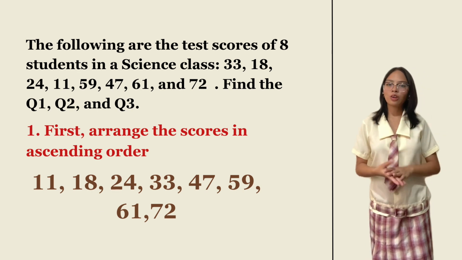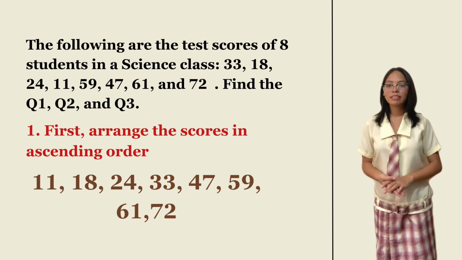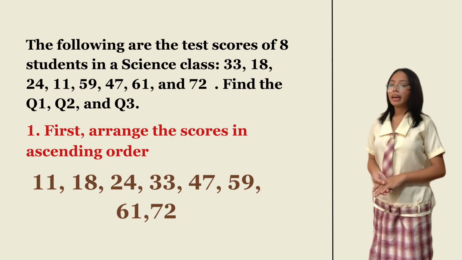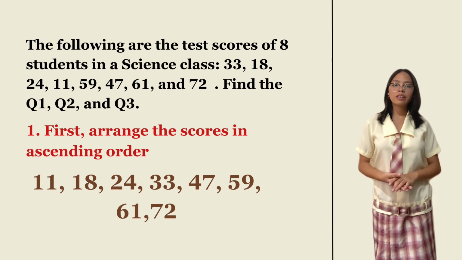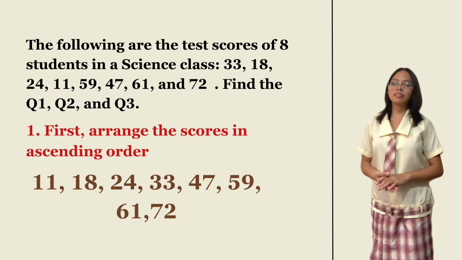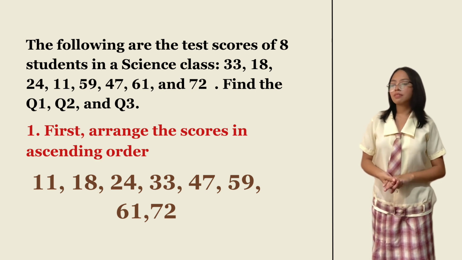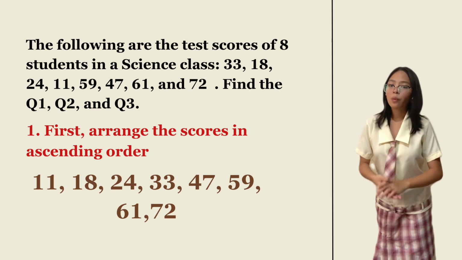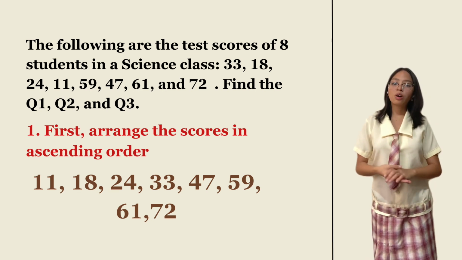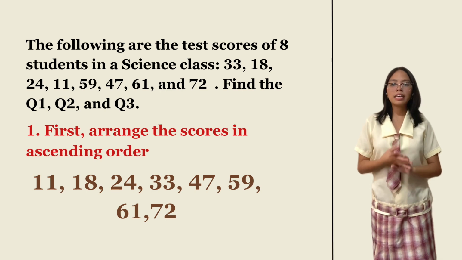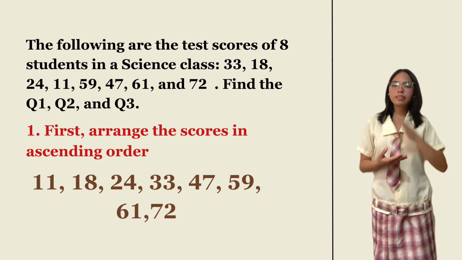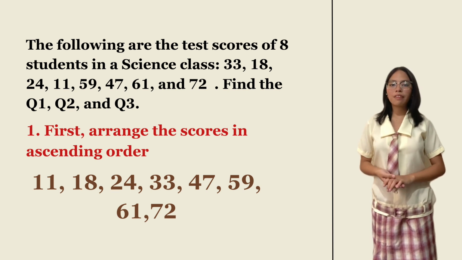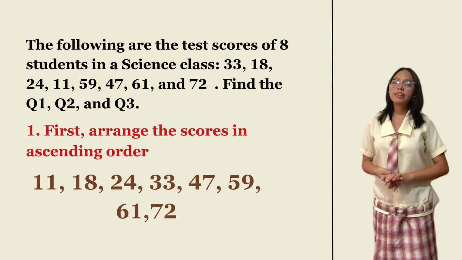So let's try to solve this problem. The following are the test scores of 8 students in the science class, which are 33, 18, 24, 11, 59, 47, 61, and 72. Let's find quartile 1, quartile 2, and quartile 3. Again, our first step is we need to arrange the scores in ascending order. So we get the numbers 11, 18, 24, 33, 47, 59, 61, and 72.